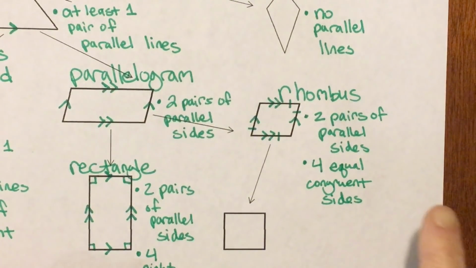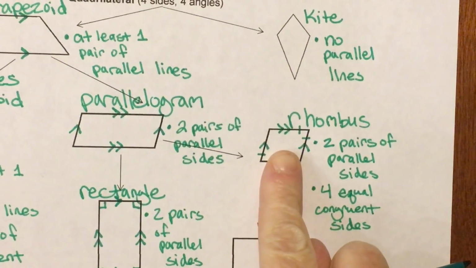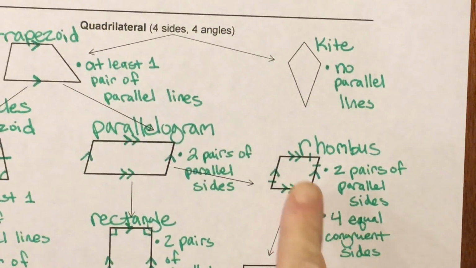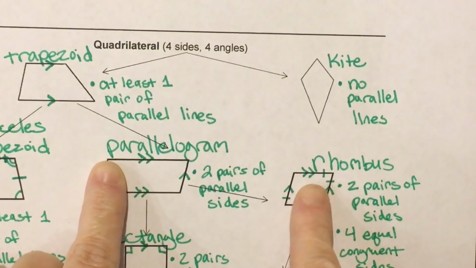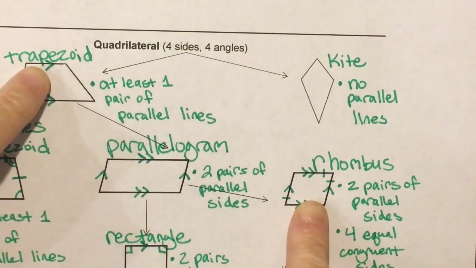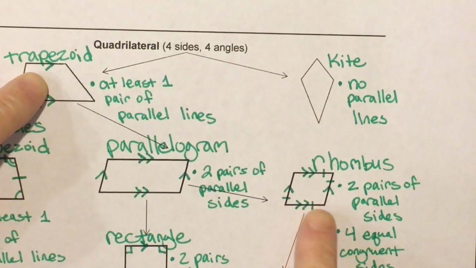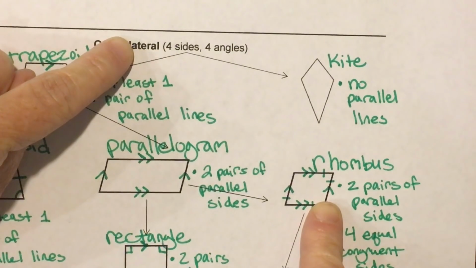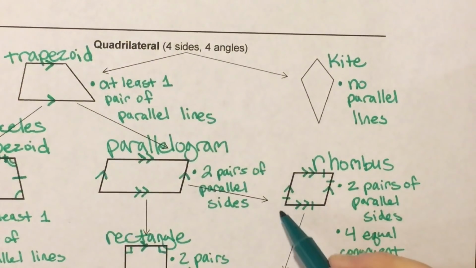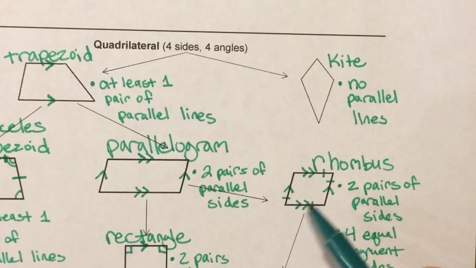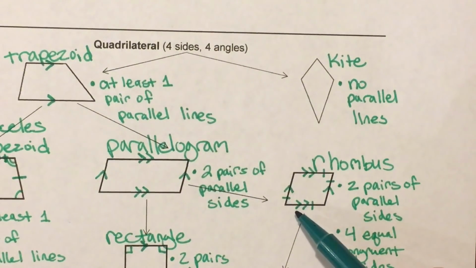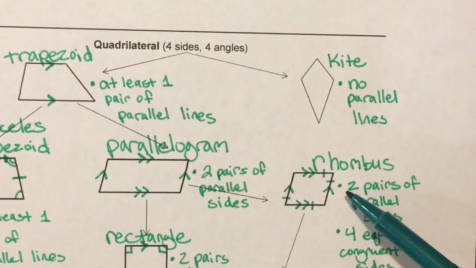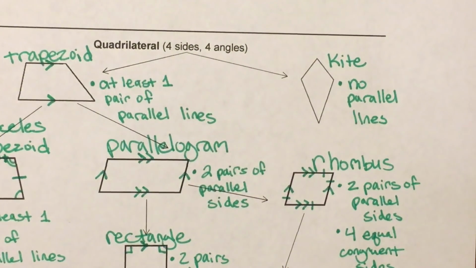So, okay, here's the tricky part again. So this shape's called a rhombus because it follows these rules, but it also follows the rules of a parallelogram. So we could call it a parallelogram. It also follows the rules of a trapezoid because it has at least one pair of parallel sides, and it also follows the rules of a quadrilateral. So you would be correct if you called it a quadrilateral, a trapezoid, a parallelogram, or a rhombus. This is its best name.